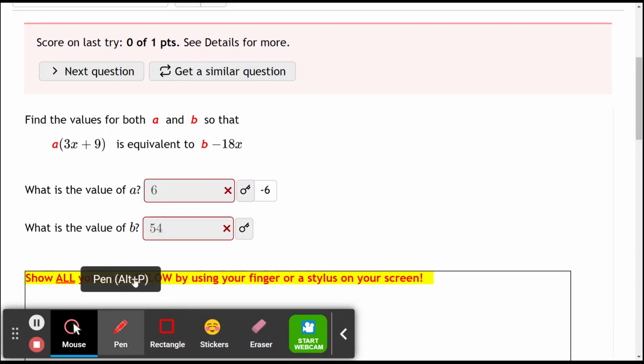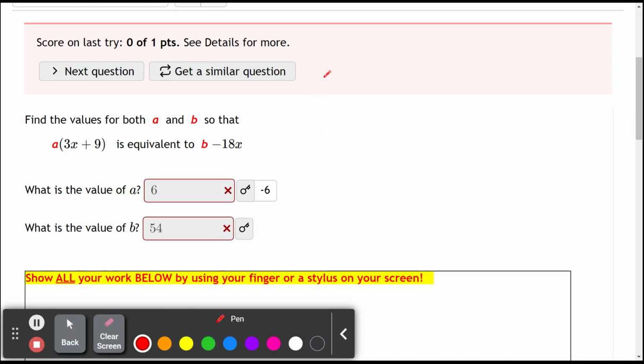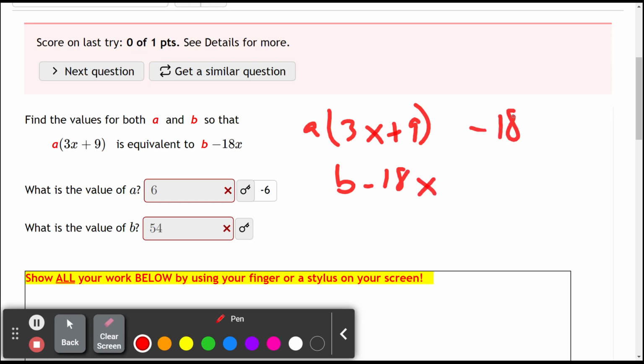So what I should have been doing on this problem is, oh, I need the pen here. So A is 3x plus 9, and B is minus 18x. What I should have done is negative 18x divided by 3x, and that's negative 6, because the x's cancel out. That's why the answer right here is negative 6, not 6.